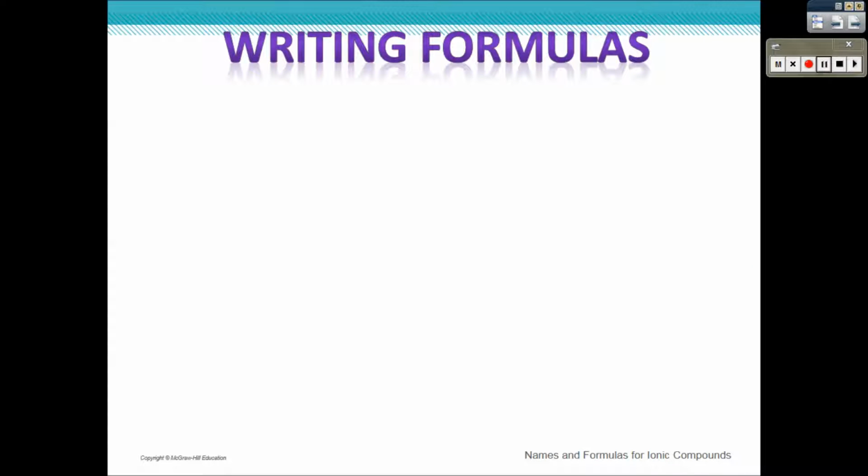All right, so we try to break this up into parts because this can be very confusing because there's different types of things to name. So we'll focus first on writing the formula. And when we say formula, we're talking about that shorthand notation. Instead of calling water water all the time, we can call water H2O. So H2O is the formula for water.